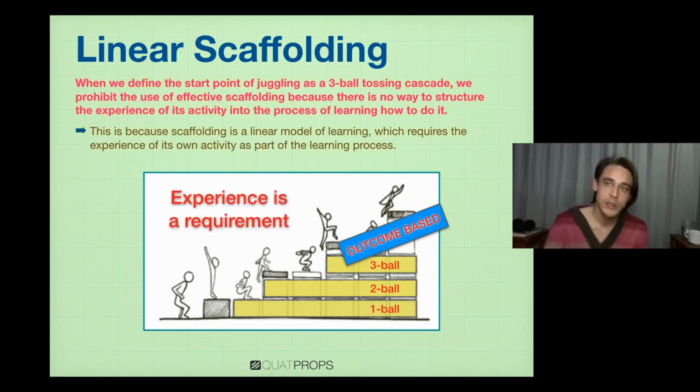So the first thing we need to understand about learning to juggle, just like learning to play music, is that experience is a requirement of the learning process. It's absolutely a requirement of the learning process. If you can imagine trying to play music without hearing sound and trying to juggle without catching balls, right? It starts to become more clear where the learning gap is occurring.